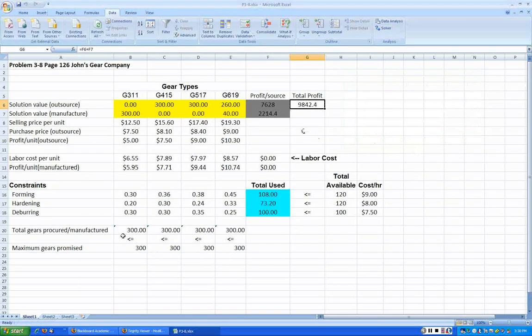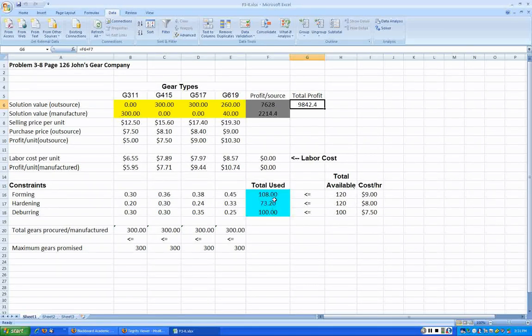There you have. Here it says G311 make all 300 in-house, produce them. 415 outsource completely, and also G517. For G619 outsource 260 units, produce 440 units in-house. You'll use 108 hours out of 120 hours available. Only 73.2 hours in hardening. Deburring you will use all.